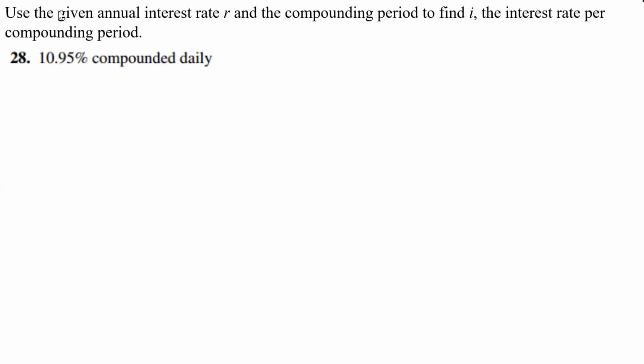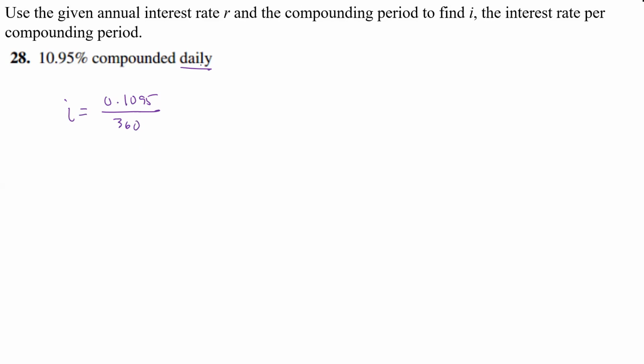All right, so here we're supposed to use the given annual interest rate R and the compounding period to find I, the interest rate per compounding period. So 10.59% compounded daily. Well, what we have to do is we're just going to say, okay, well, I is equal to our rate, 0.1095 divided by, now if we're doing daily, that would be 360.